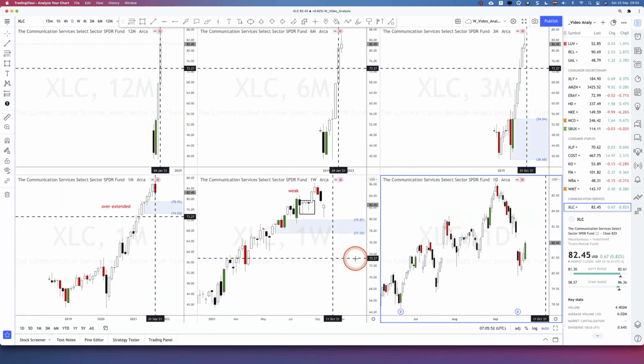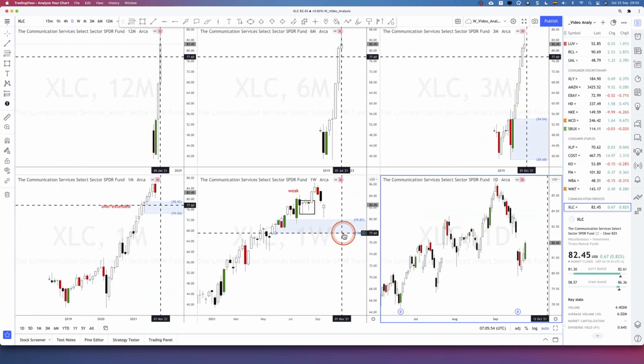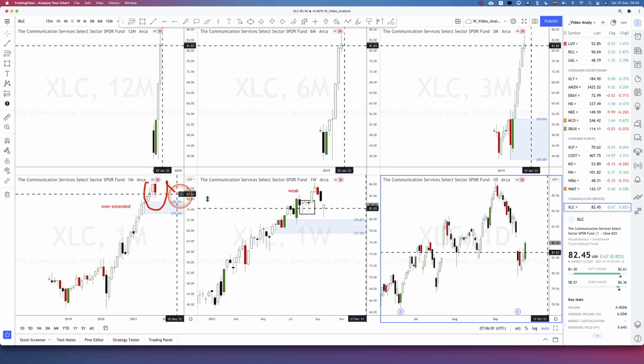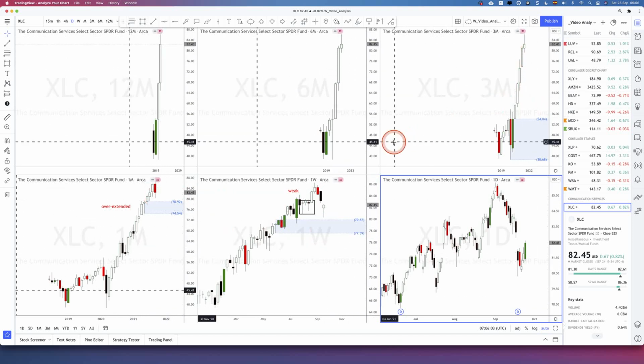Communication services, XLC, weak area demand again, eliminated. Everything in a bullish bias, longs, strong areas of demand, but the month is overextended. It has to drop. When? No idea.